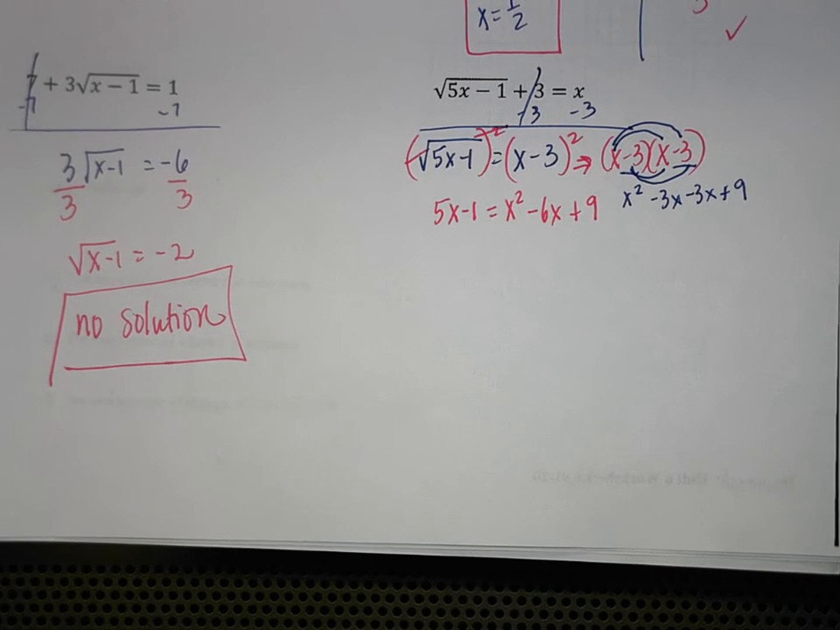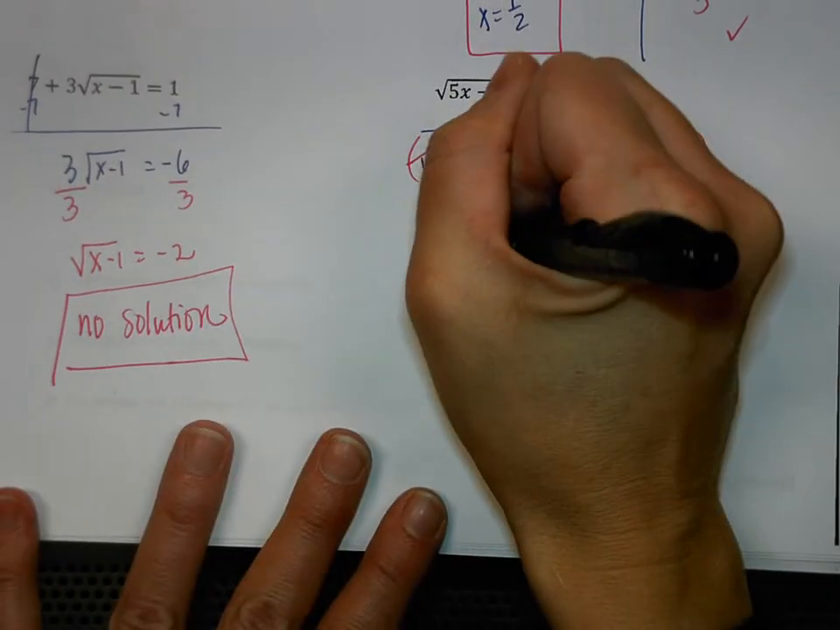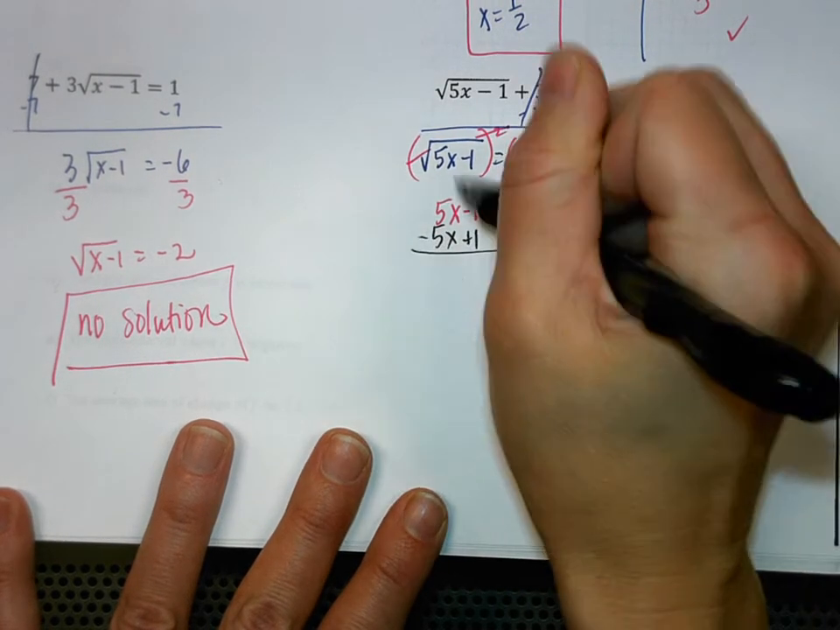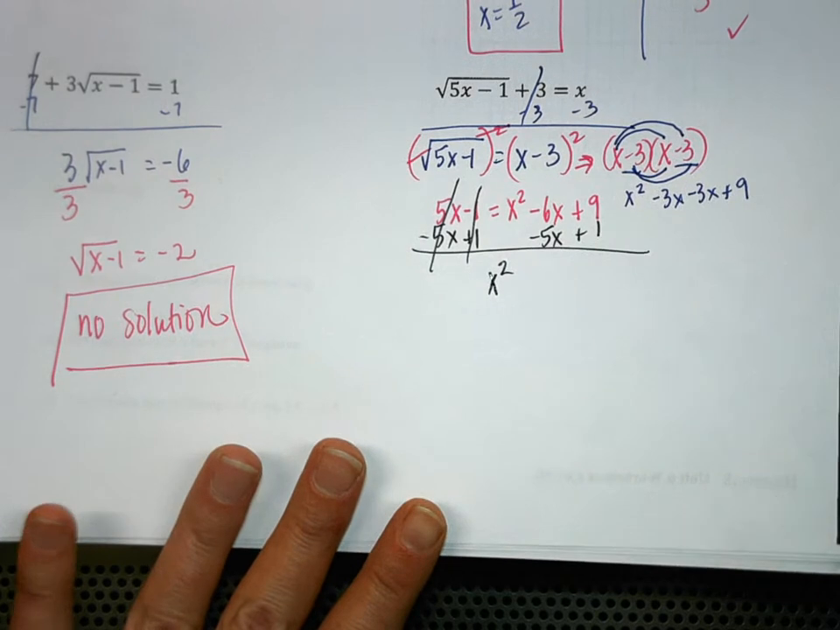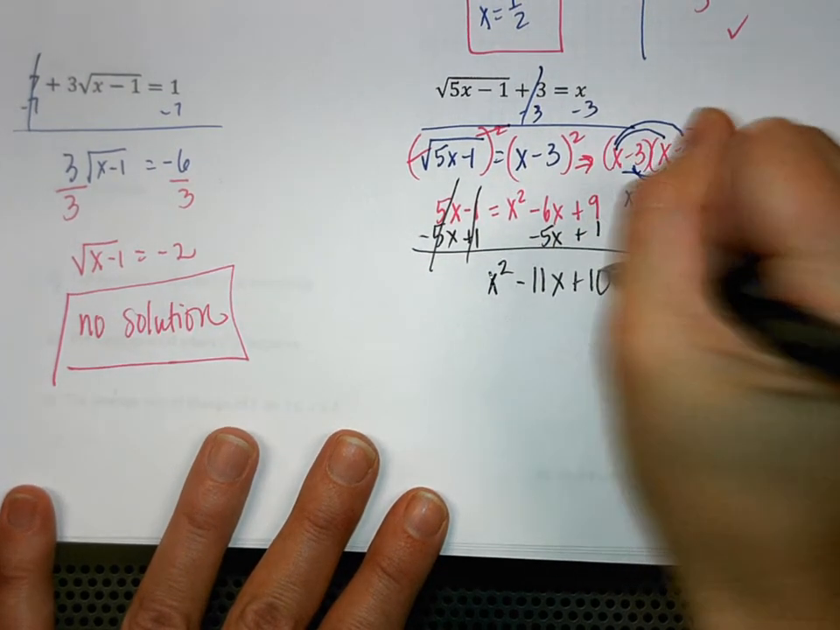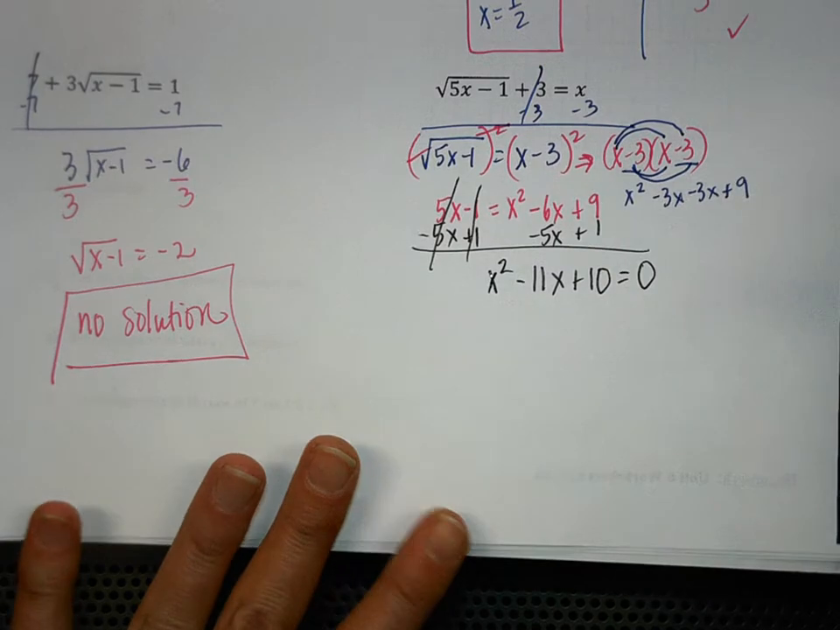We have an x squared term. Anytime we have an x squared term, we're going to end up factoring. But in order to factor, the x squared term needs to stay what? Positive. So therefore, we're going to move everything to the what? To the right. Okay? And so I'm going to go ahead and subtract 5x and add 1. So I get x squared minus 11x plus 10. And you can put the equals 0 on either side.